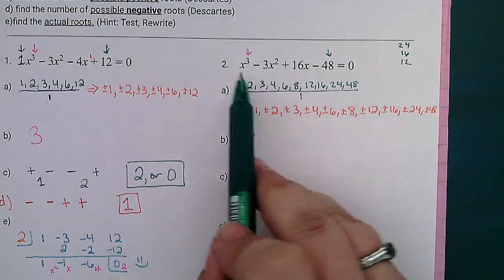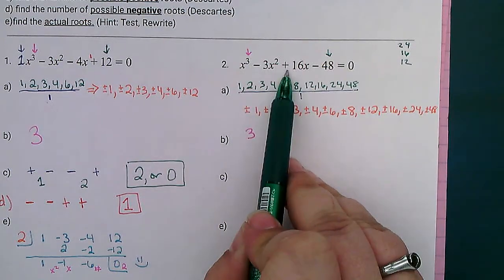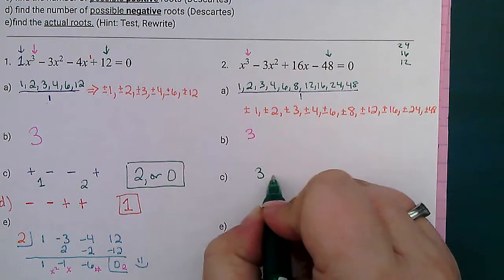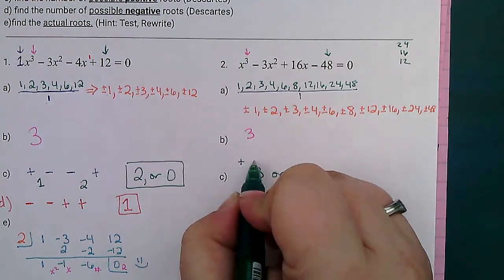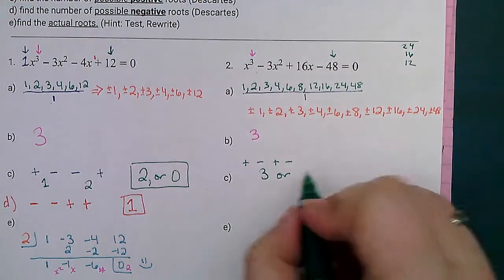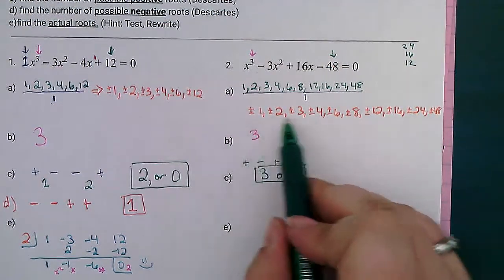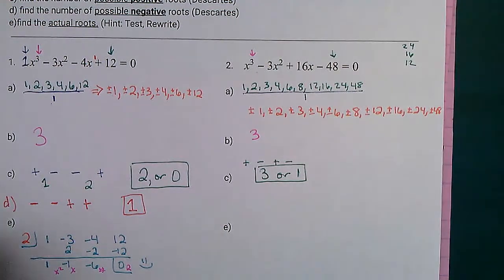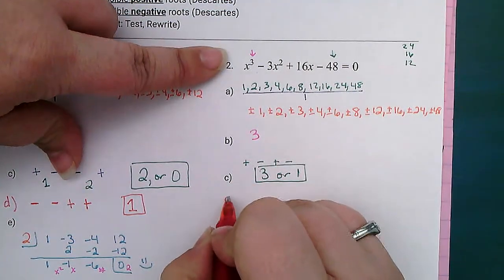C, count the sign changes. Plus to a minus, that's a sign change. Minus to a plus, that's a sign change. Plus to a minus, that's a sign change. So 3. Or, I'm actually going to write those all out here. So we had 1, 2, 3 sign changes, 3 or 1. So that tells me that there's going to be 3 of these positive numbers that work, or only 1 of them that works.